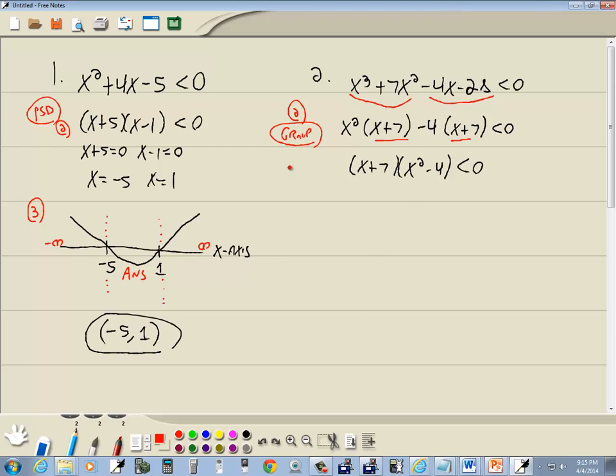X squared minus 4. Well, this will be a difference of two squares, two terms with a minus sign in between. And that's going to factor as x plus 2 times x minus 2, less than 0.